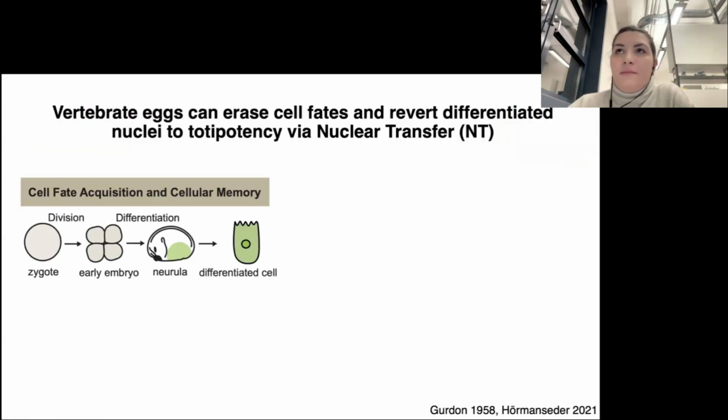As you might already be familiar, during development, cell fates are established, and during this process, where the cells acquire a complex set of epigenetic traits, they establish a so-called cellular memory, which faithfully propagates across cell divisions and stabilizes the identity of the differentiating cells.